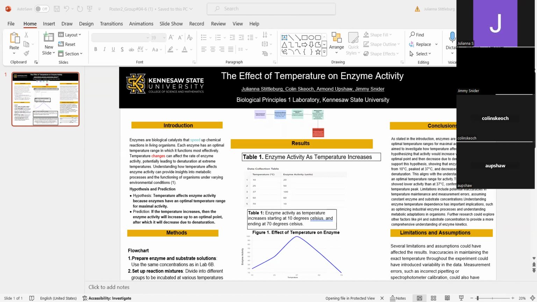conditions. Hypothesis and prediction. Hypothesis. Temperature affects enzyme activity because enzymes have an optimal temperature range for maximal activity. Prediction. If the temperature increases, then the enzyme activity will increase up to an optimal point, after which it will decrease due to denaturation.